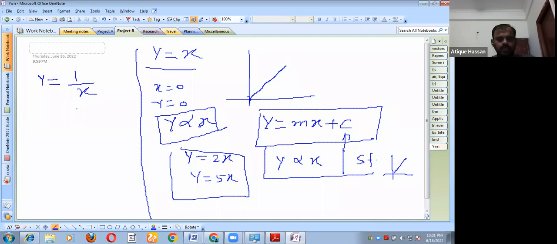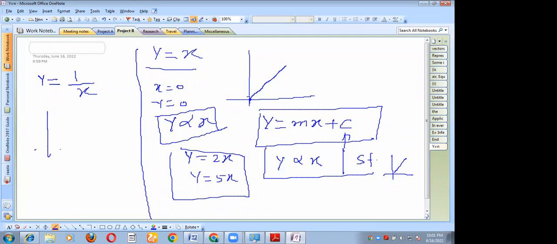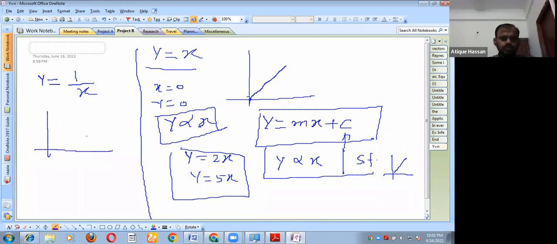In such cases, how does the graph vary? If x increases, y decreases, right? So here we have a graph like this. It is called a hyperbola. It is called a rectangular hyperbola for such cases.